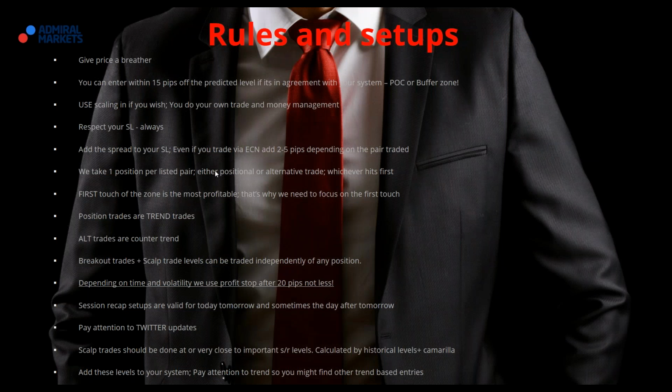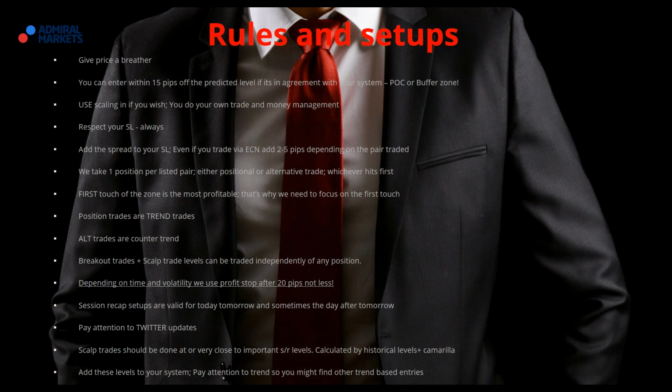So rules and setups for our session recap trading. Always try to give price a breathing room, and we can enter within 15 pips of the predicted level, of course, if it's in agreement with your system. Also use scaling in if you wish, and don't forget, you do your own trade and money management. Add the spread to your stop loss even if you trade via ECN, at 2 to 5 pips depending on the pair traded. Don't forget that the first touch of the zone is the most profitable. That is why we need to focus on the first touch.